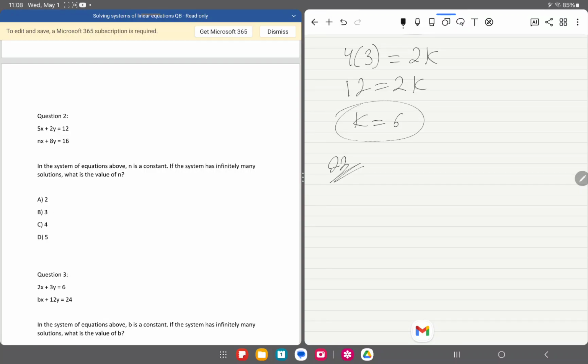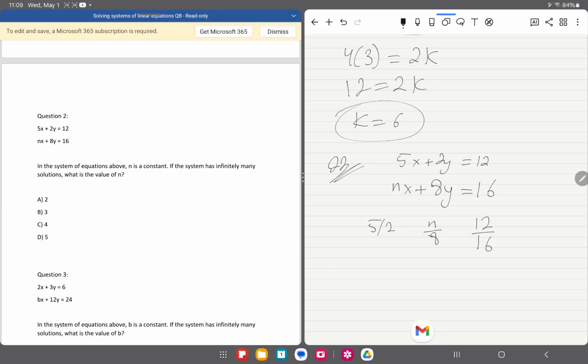Question 2, if it has infinitely many solutions, so 5x plus 2y, if n is a constant and the system has infinitely many solutions, what is the value of n? Now, nx plus hy is equal to 16. 5 over 2, n over 8, 12 over 16. Tell me if this one has a typo as well.